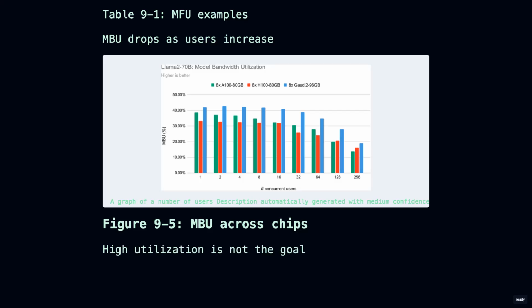The final takeaway is simple. Higher utilization is useful only if it improves speed or cost. A chip that looks busy but is slow and expensive is not a win.